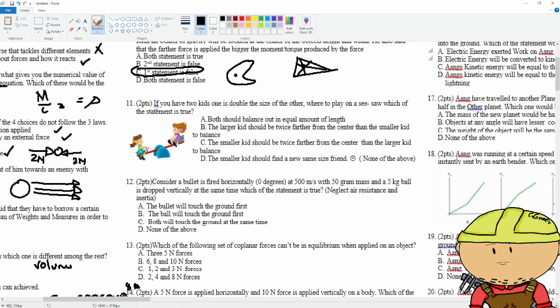Okay. Where to play on a seesaw? Which of the statements is true? Both should balance out in equal amount of length. The larger kid should be twice farther from the center.